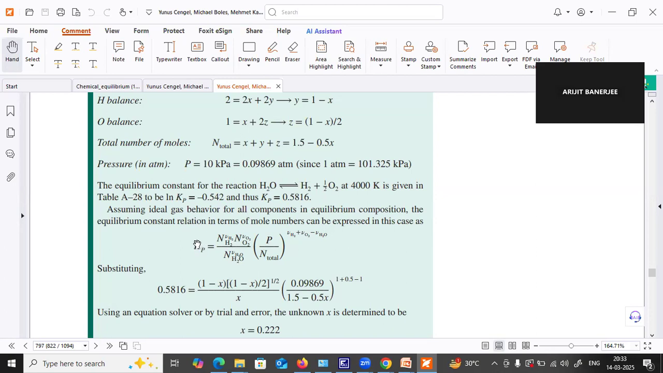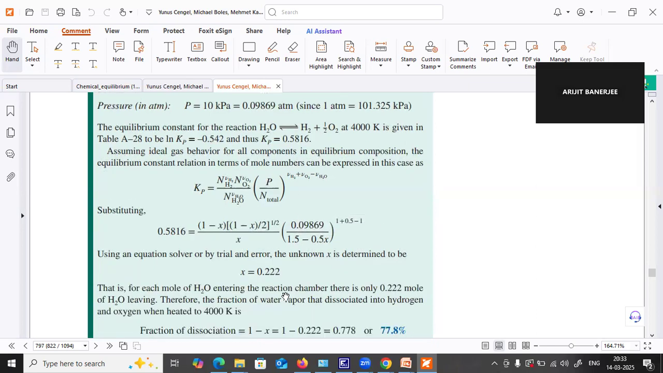Now we have written the Kp value here, and the number of moles of H2, the number of moles of oxygen, the number of moles of H2O, etc., and P by N total. P is the total pressure, the given pressure. And N total is 1.5 minus 0.5 x, which is already calculated as the total number of moles.